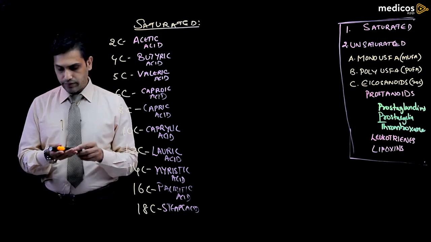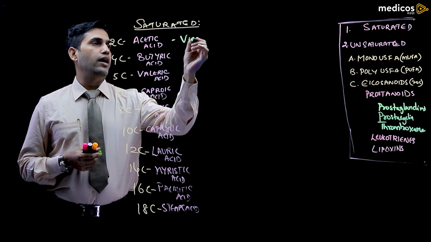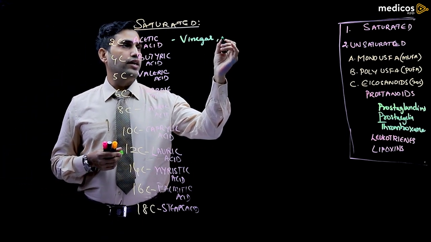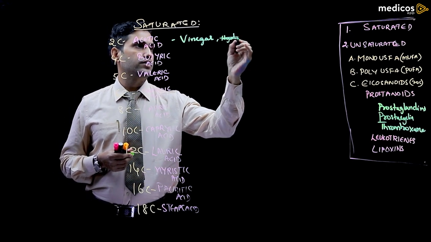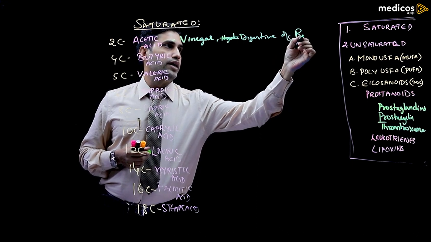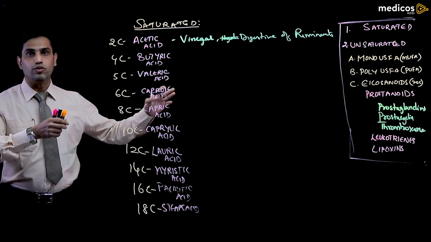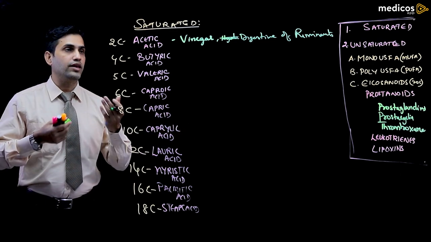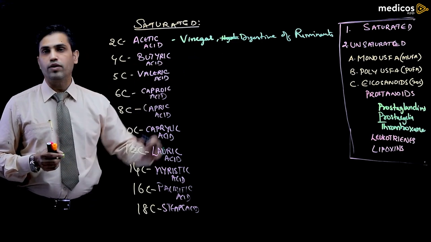Okay. Now, acetic acid, where do you come across acetic acid? Vinegar. Vinegar has acetic acid. It is also present in digestive product of ruminants. Ruminants doesn't mean the people who follow Rumi, that Sufi saint. Ruminants are animals which have this sac wherein they sit and just chew. Okay? So, acetic acid is one of the products of that.